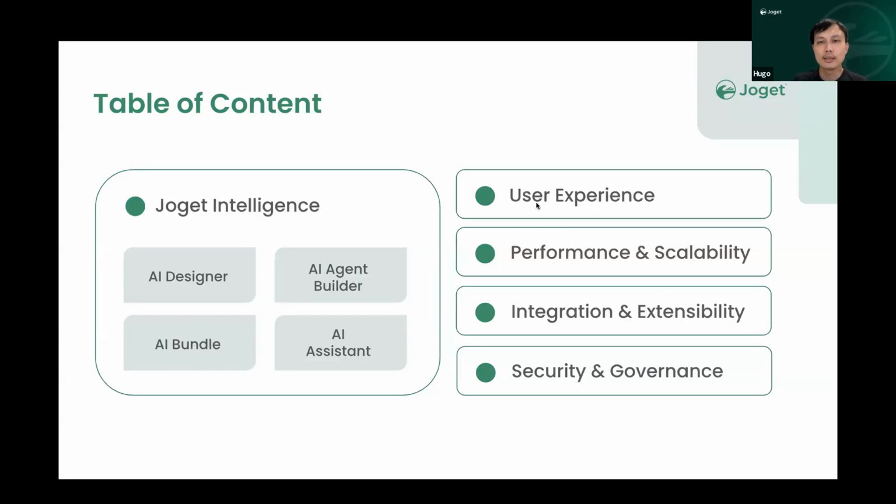Joget DX9 is built with 4 key pillars in mind. First, we seek to improve the user experience, the UI/UX, and the quality of life of application developers as well as end users. Second, as with all previous major versions, we continue to uphold and improve performance to meet more and more demanding workloads. Performance and scalability is one of the main focuses this time around.